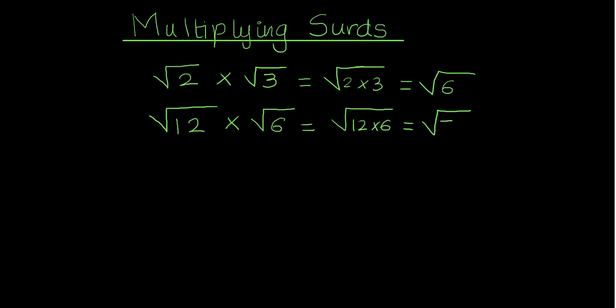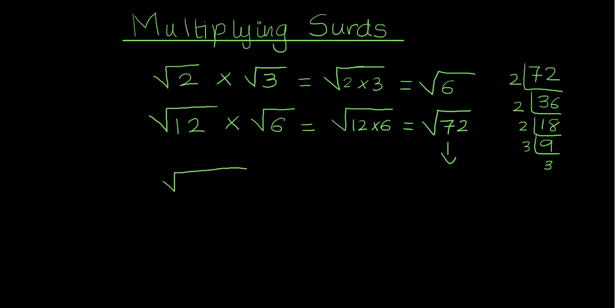But here I can simplify this. Now remember, as I told you early on, 72 is the same as 2 and 36, and we can do 2 and 18, and then 2 and 9, and 3 and 3. There's a few ways you could do this, so I'll just split the board into two. So square root 72 could be written as square root 72 equals a long list of numbers, 2 times 2 times 2 times 3 times 3.